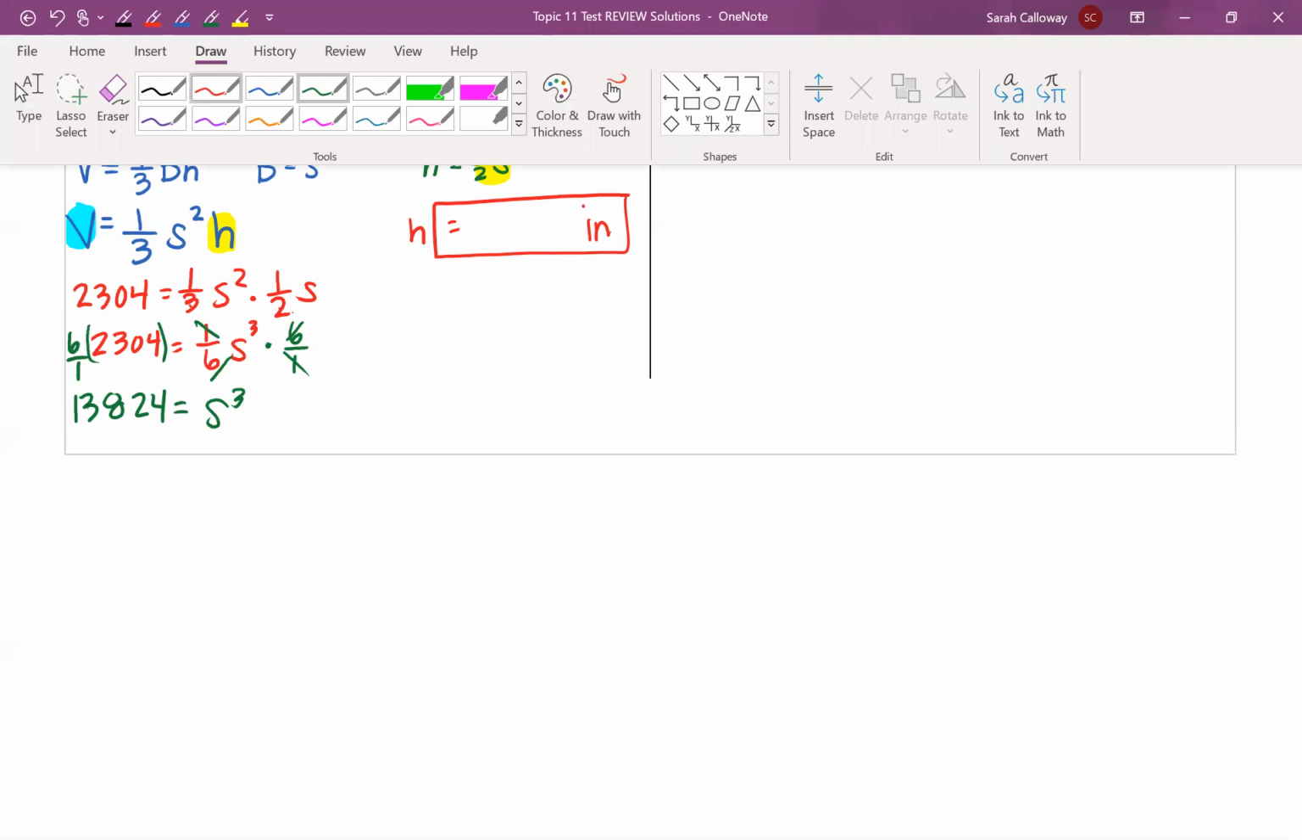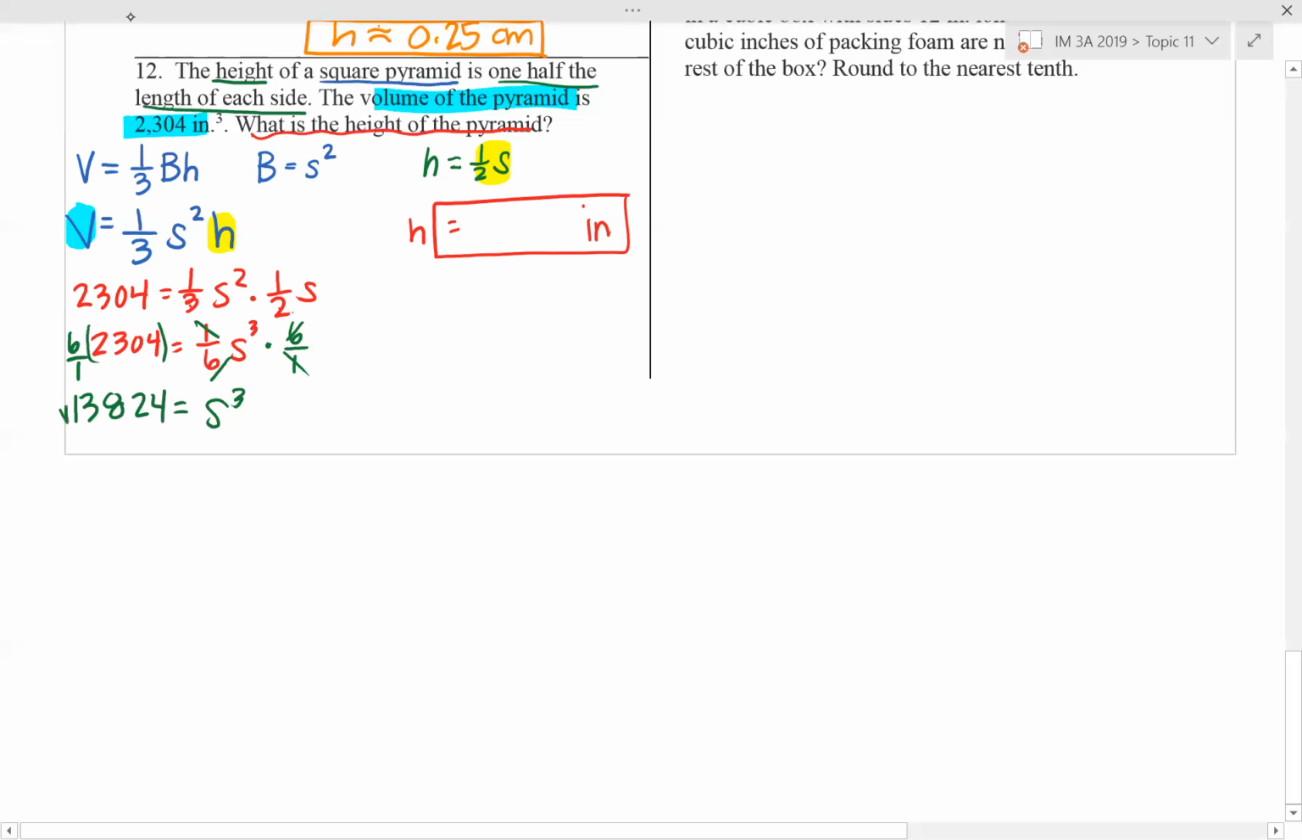So the cube root of both sides tells us that s is about 24. Or s is 24. Okay, so then if h is 1/2 of s, that means that half of 24 is 12. So the answer is that the height is 12 inches.